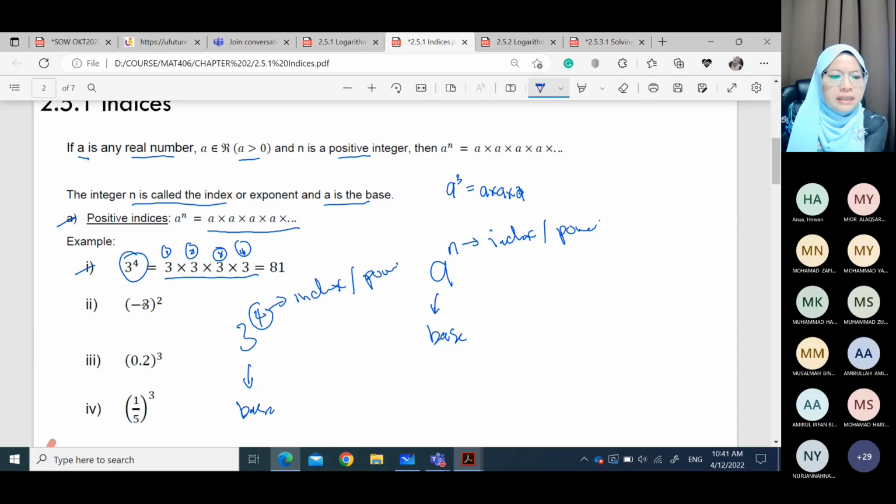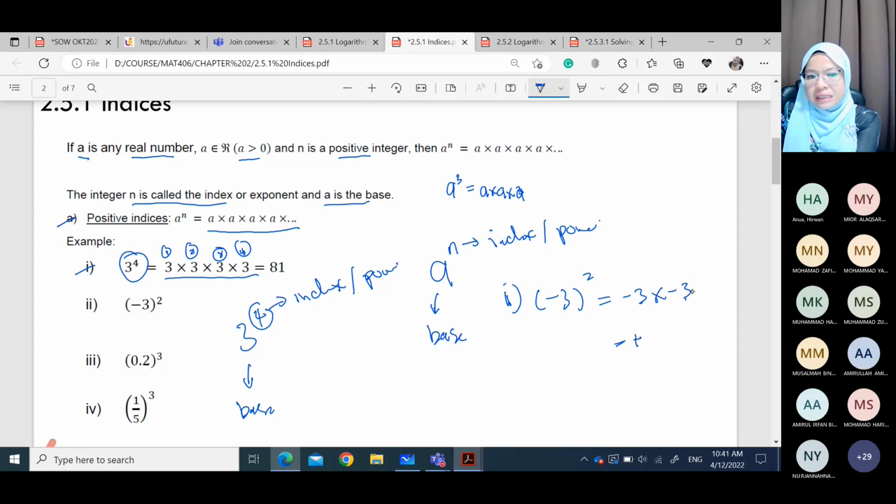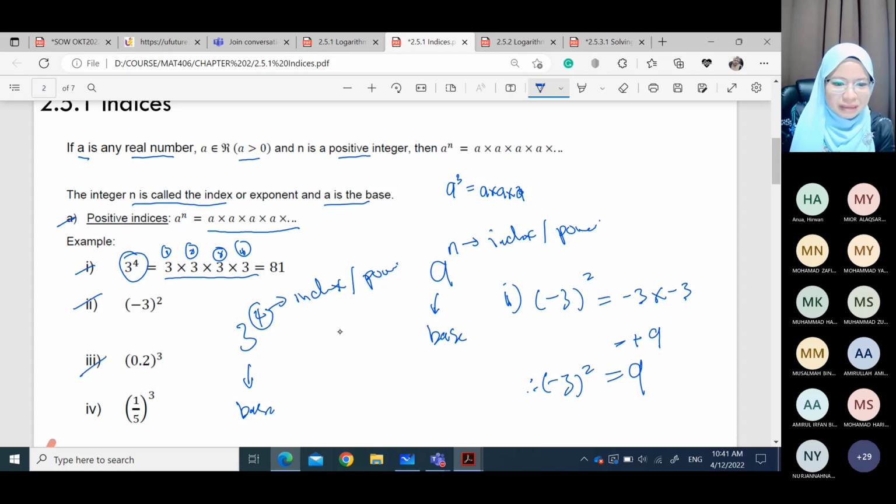Okay. So second, we have a negative 3 to the power of 2. So this means that, contoh kat sini ya. Negative 3 to the power of 2, it is equivalent with negative 3 times negative 3. Okay, so negative times negative, kita akan dapat positif. 3 times 3, 3 kali 3, kita ada 9. So negative 3 to the power of 2, it is equivalent with 9. Okay, jelas ya?